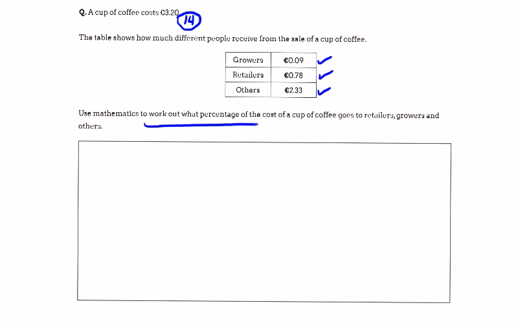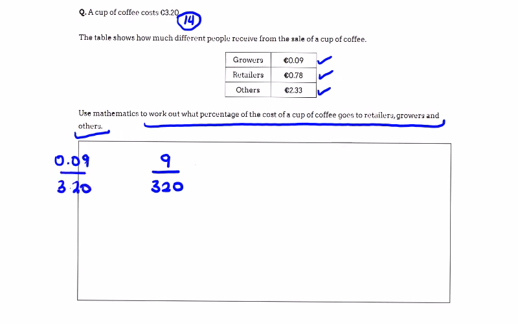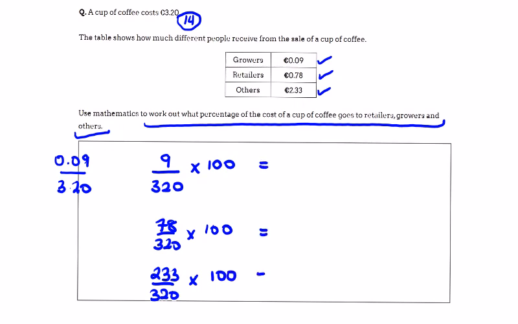And use maths to work out the percentage of the cost of a cup of coffee that goes to retailers, growers, and others. So you guys know your percentages. We have 9 cent out of a total of 320. You can also write 0.09 over 320. You can just move the decimal place, and it stays the same ratio. Times 100, we're going to have 78 over 320 times 100. I like to set it up like this first, and then just use the calculator all at the same time. And these percentages, when we check our answer, should all add up to 100%.